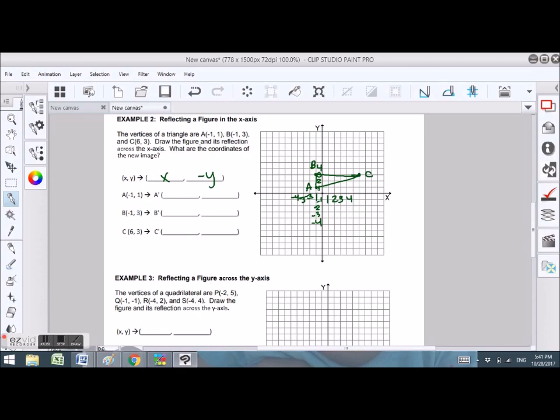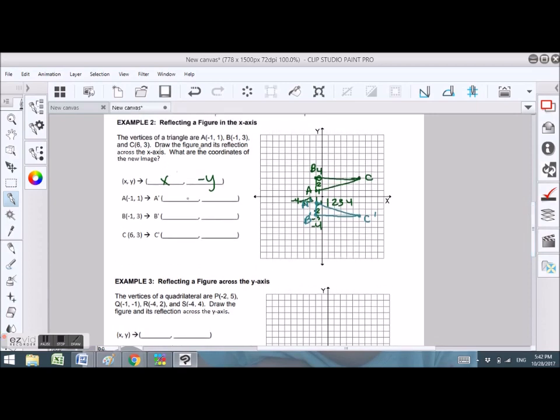So for A, we have (negative 1, 1), we're going to have negative 1, and then 1 becomes negative. So (negative 1, negative 1), right here is A prime. For B, we have (negative 1, 3), so it becomes (negative 1, negative 3). B prime. And then for C, we have (6, 3), which will become (6, negative 3). So here is our reflected image. I apologize, it looks kind of messy, but as long as you have it correctly in your notes, that's all good. So let's fill in our new points.